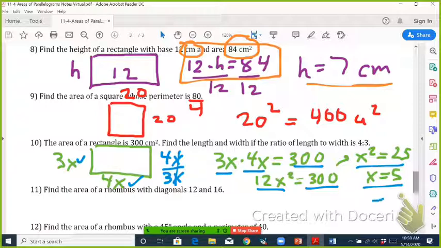Now negative 5 also works, but that can't be a side length, because if we plug in negative 5, we get that this side is negative 15, so we're going to just use positive 5. So the length could be 15 and the width could be 20 if we just plug 5 into 3x and 4x.